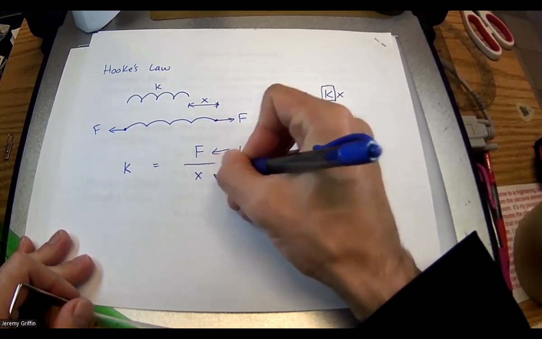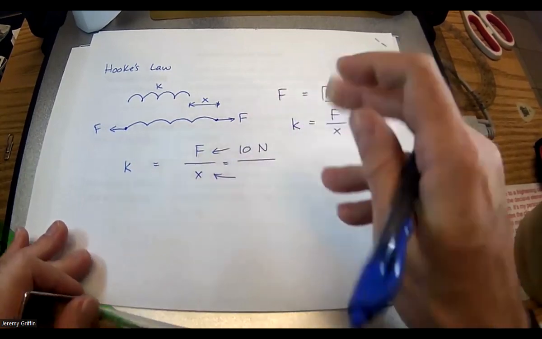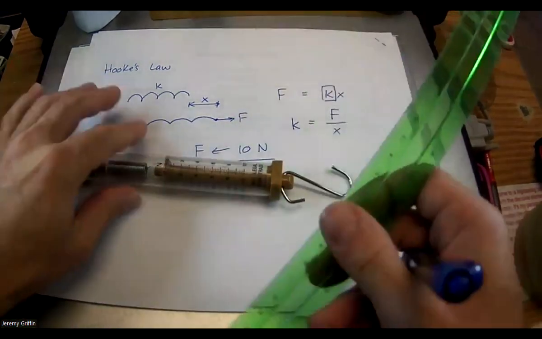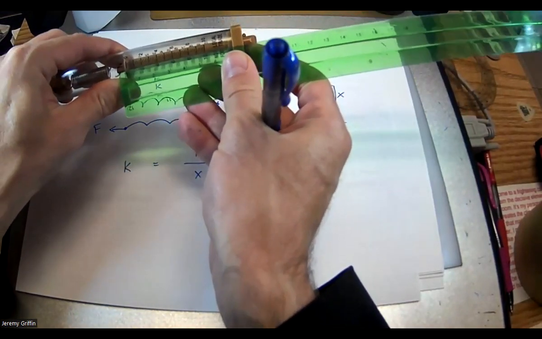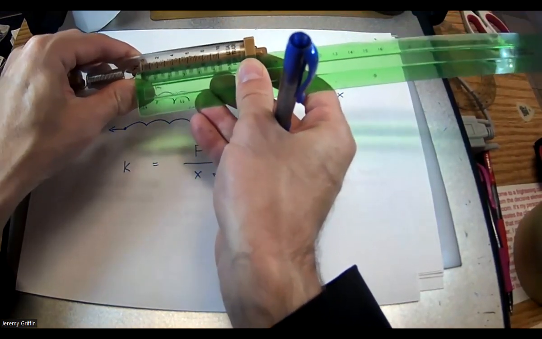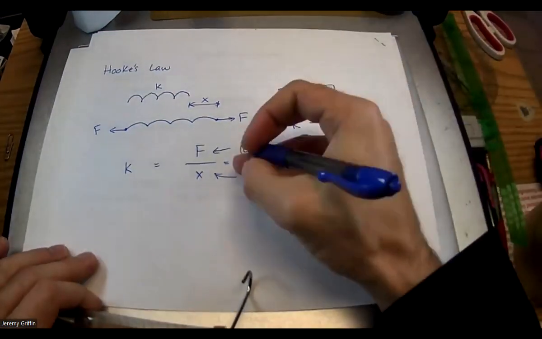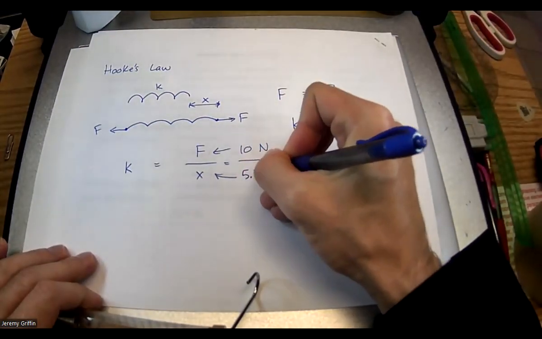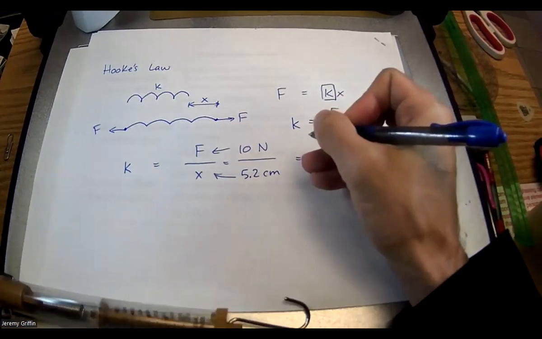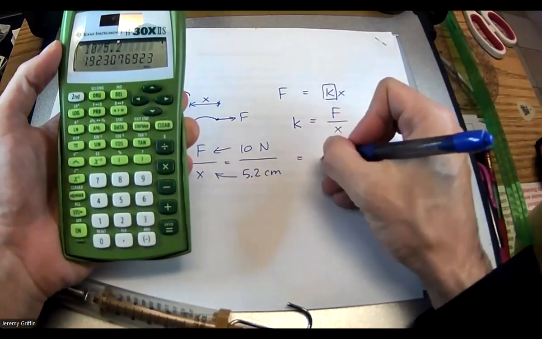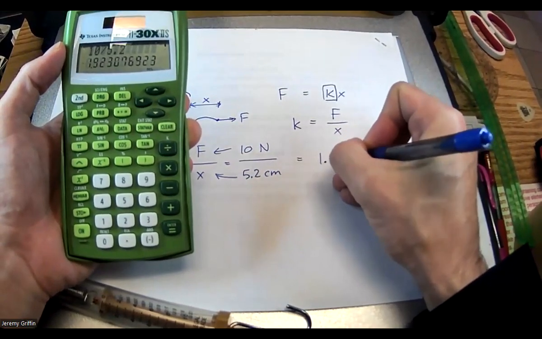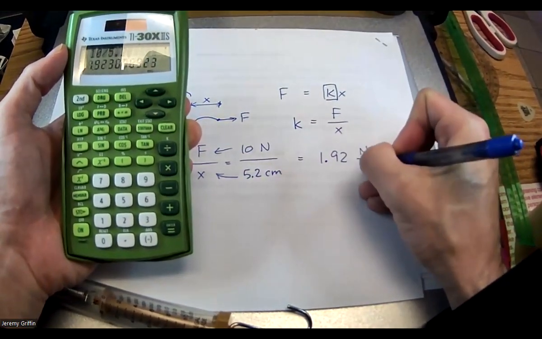and it stretches, how much does that stretch? Well, break out a ruler. How much is it from 0 to 10 newtons? That is 5.2 centimeters. So I'll put in 5.2 centimeters. What is 10 over 5.2? That is 1.92 newtons per centimeter, right?